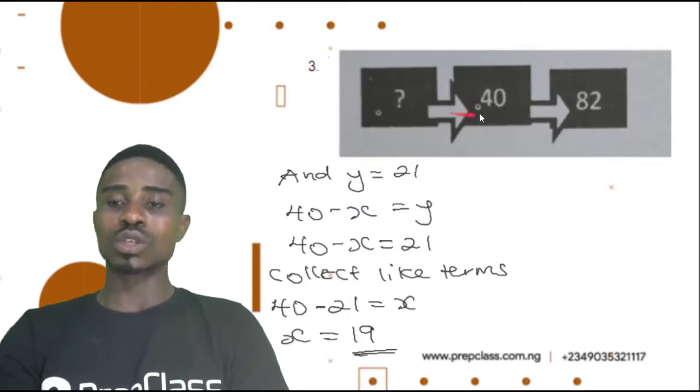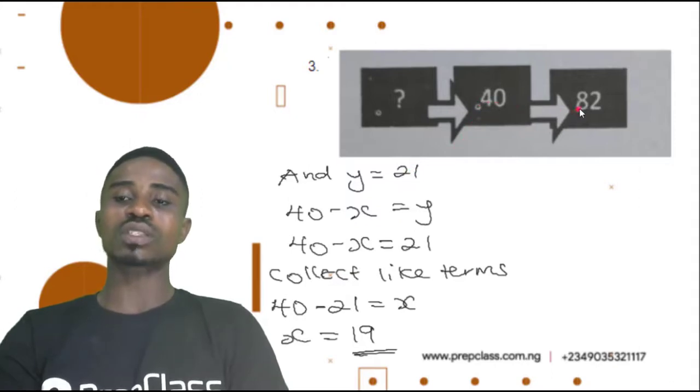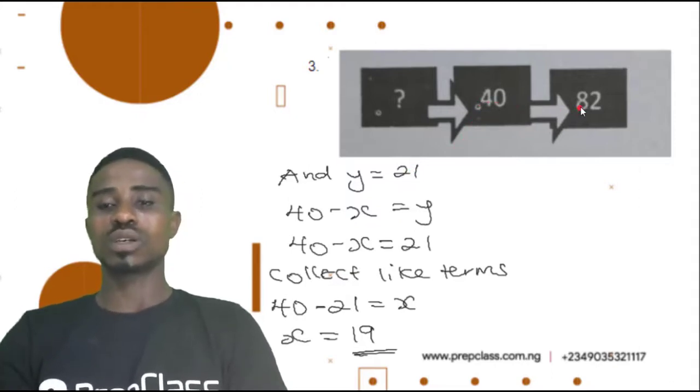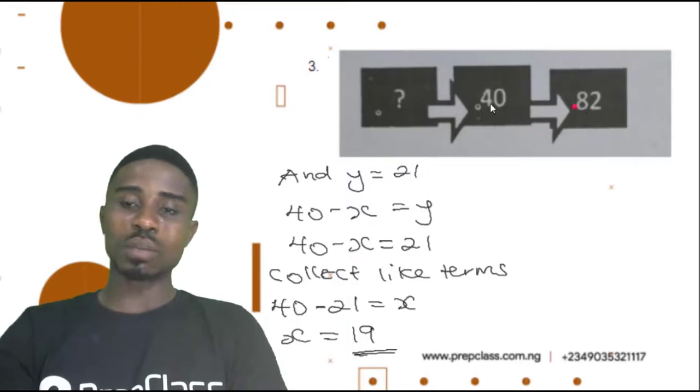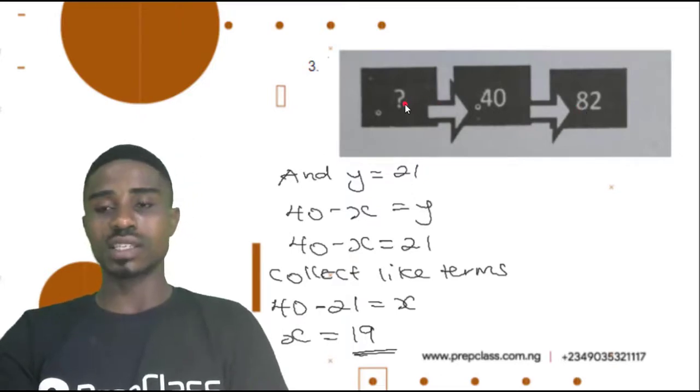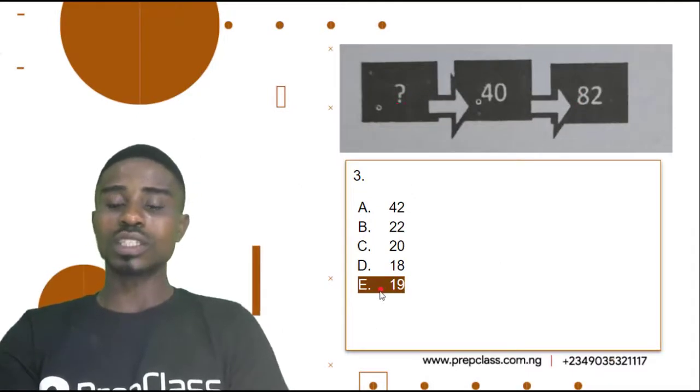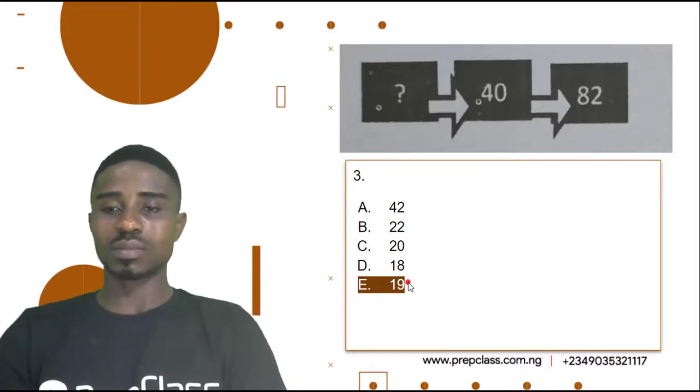So let's try it out. 40 minus 19 will give us 21. 21 times 2 will give us 42. 42 plus 40 will give us 82. So the question mark here is 19. Let's check it out. Option E, 19, is the correct answer.